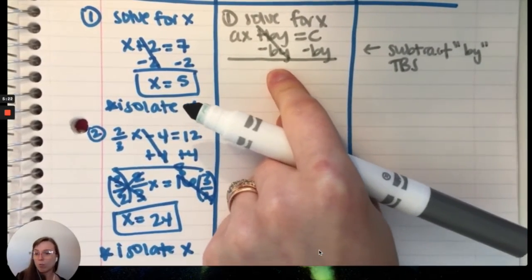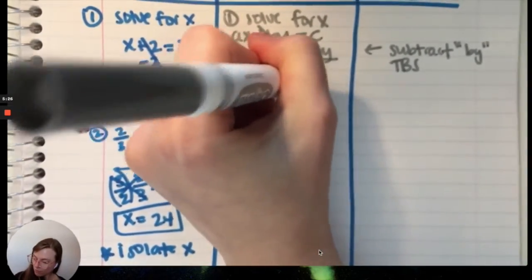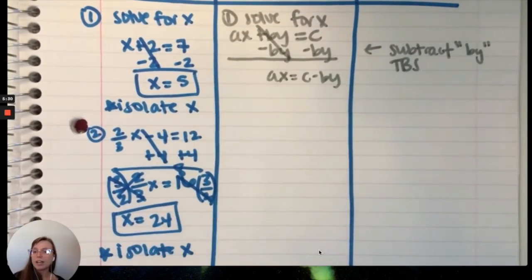Doesn't matter what b and y are. If you subtract them, they're going to go to 0. And now I'm going to get c minus by. You could put negative by plus c. That would work. All right.